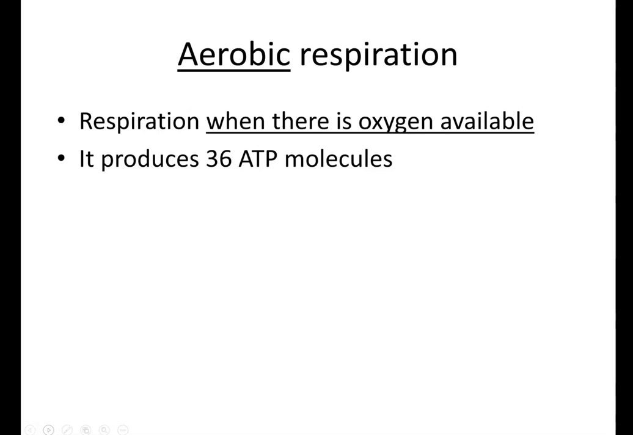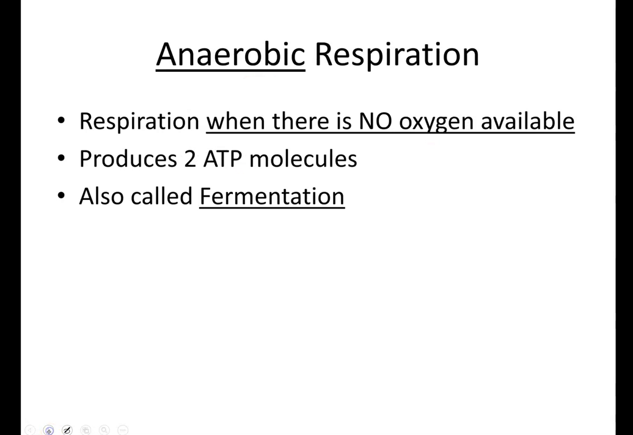Aerobic respiration is the kind of respiration that happens when oxygen is available. Aerobic means oxygen. This process produces up to 36 ATP molecules, which is a very large amount of ATP. Anaerobic, that means without. This is when there is no oxygen available. This only produces 2 ATP molecules. So you can see in comparison to aerobic respiration that this process is not very efficient. Another name for anaerobic respiration is fermentation.